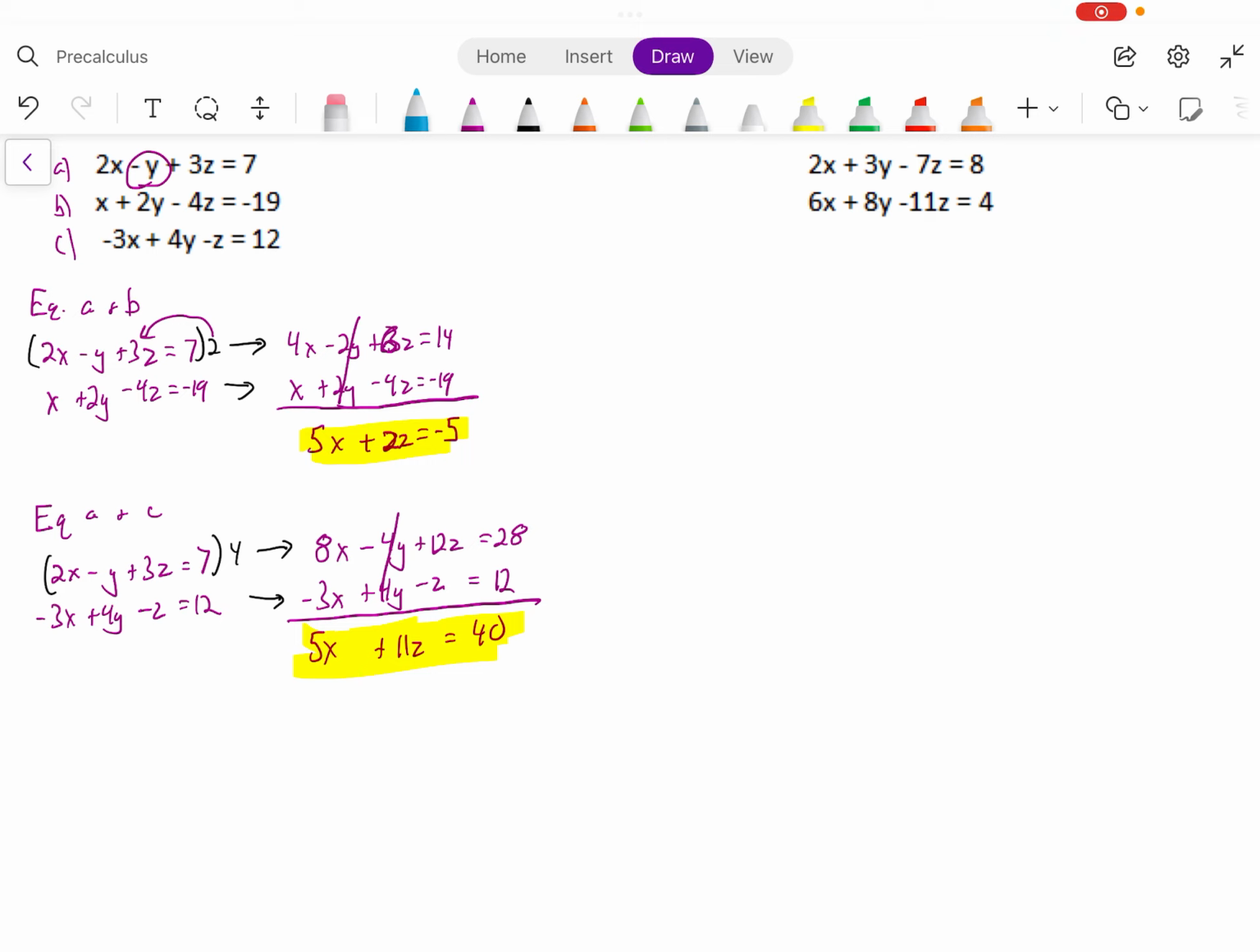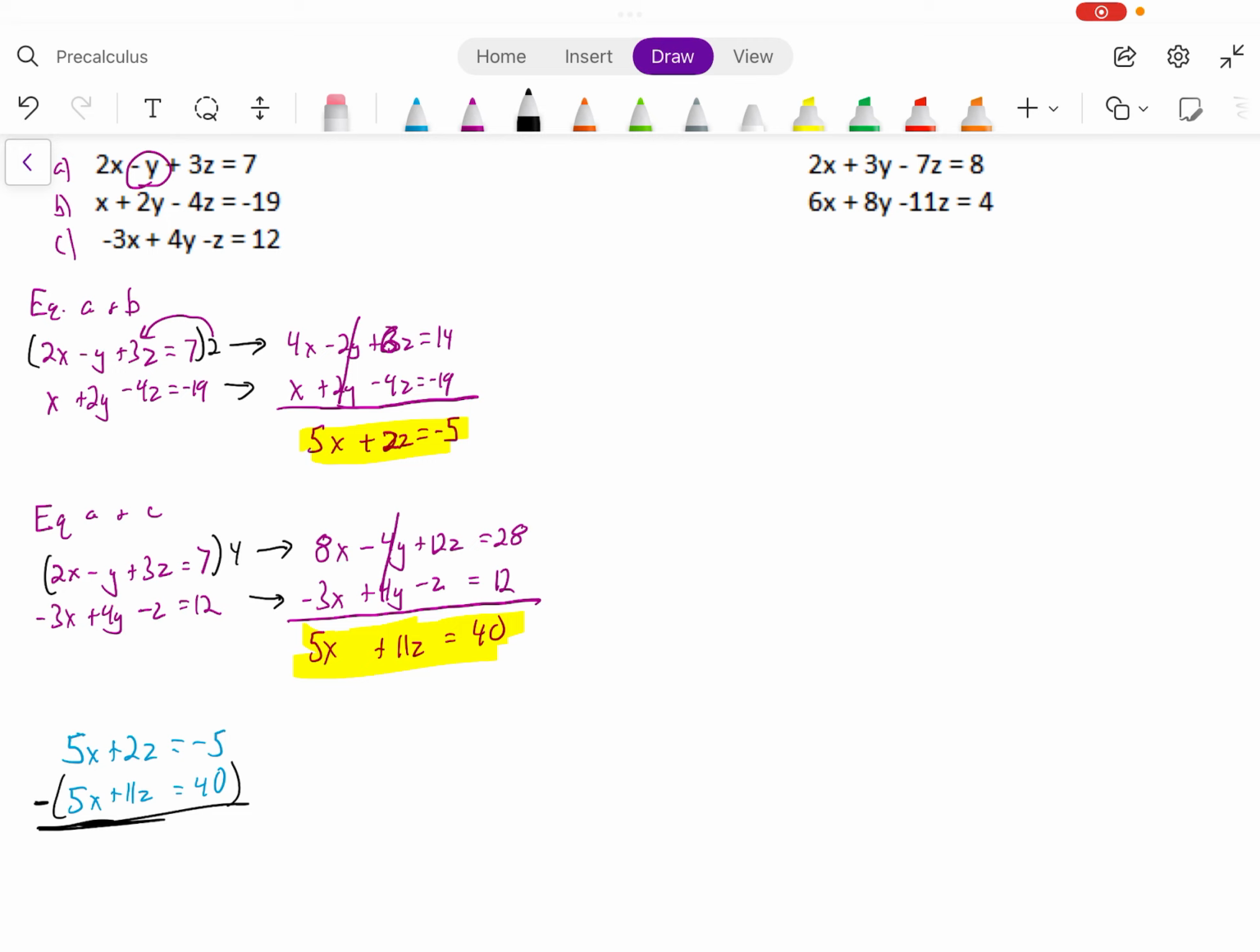So we have 5x plus 2z equals negative 5, and 5x plus 11z equals 40. Looks like I can just subtract these. So let's do that. Let's just go ahead and subtract. So we're going to do the upper one minus the lower one.